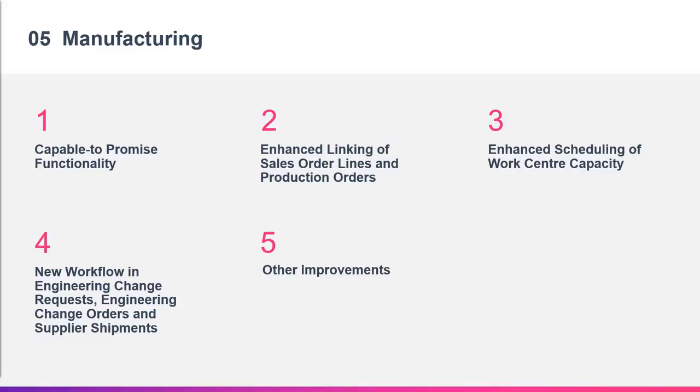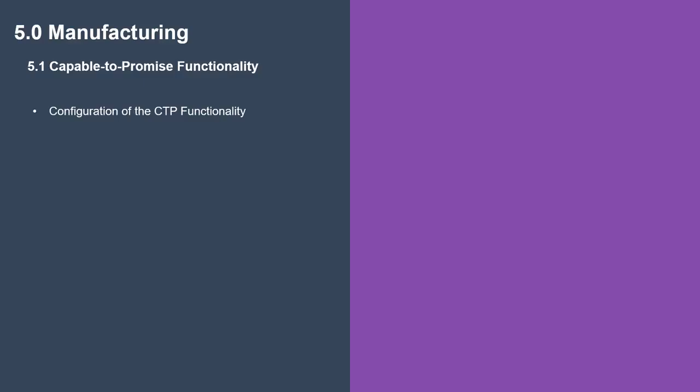Looking now at manufacturing, the 2021.1.1 release brings in capable to promise functionality, enhanced linking of sales order lines and production orders, enhanced scheduling of work centre capacity, new workflow in engineering change requests, engineering change orders, and supplier shipments, among other improvements. In 2021.1.1, exciting new capable to promise functionality has been implemented in the advanced manufacturing and is available if advanced planning and scheduling is enabled. Capable to promise allows organisations the ability to commit delivery dates for customer orders based on production, resource capacity, and inventory, which is a huge benefit to organisations utilising this functionality.